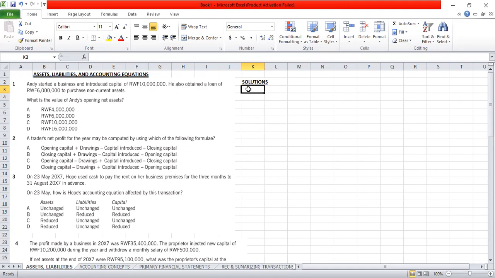The first question on this topic: a man started a business and introduced a capital of 10 million. He also obtained a loan of 60 million to purchase non-current assets. What is the value of his opening net asset? Now, capital plus liability is equal to asset, or capital is equal to asset minus liability. This is for net asset.